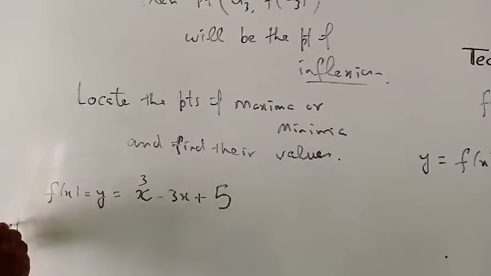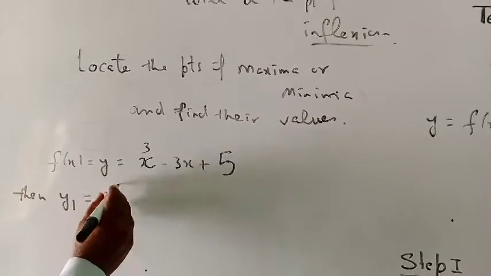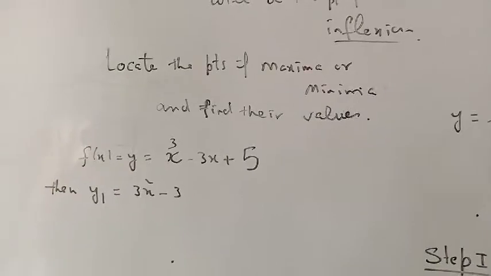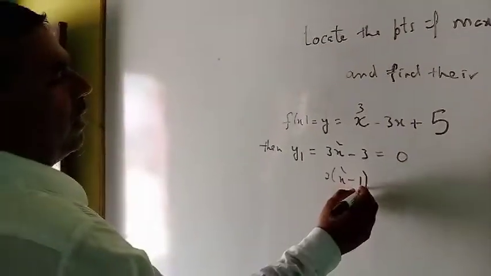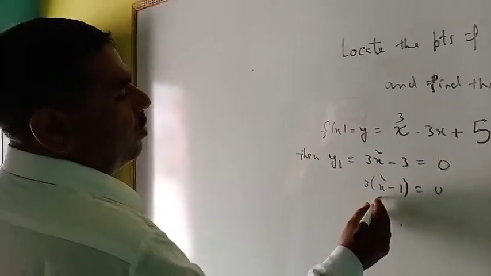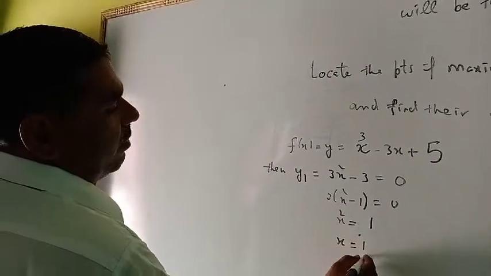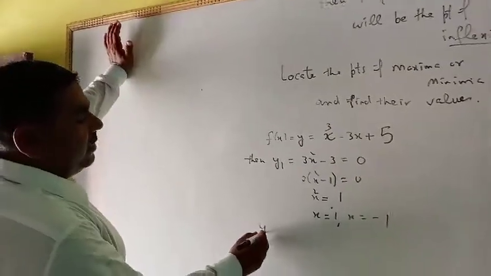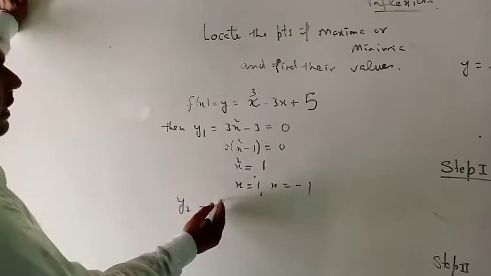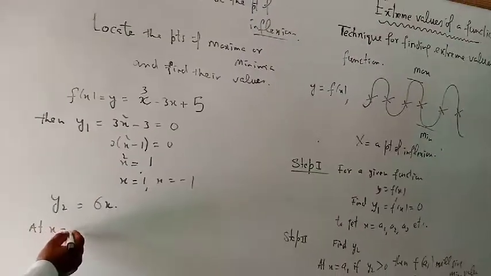then step 1 begins here. Find out y1. The first derivative will be 3x square minus 3. Put this first derivative equal to 0 like this. You will get two very easy values of x. x square is equal to 1, so x is equal to 1 and x is equal to minus 1. Now, very simple, take the second derivative y2. It is 6x.